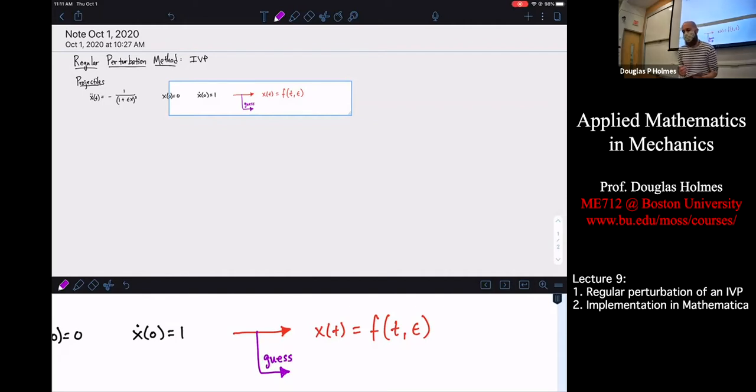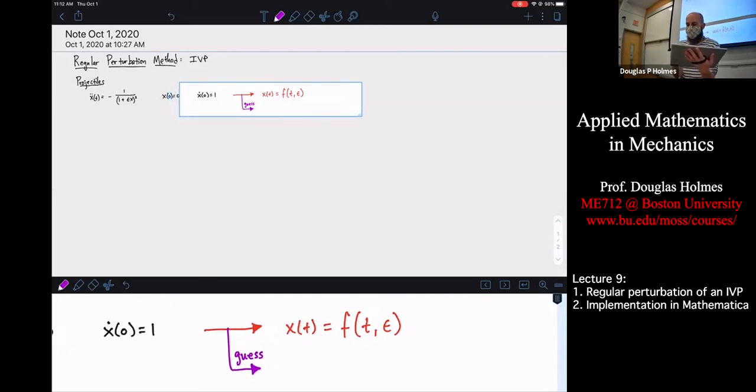Okay. And that guess is typically in the form of a Taylor series expansion. And we did this before where we said, okay, well, we'll say that x of t is going to be something like x naught plus epsilon to the alpha times x1 and so on and so forth.